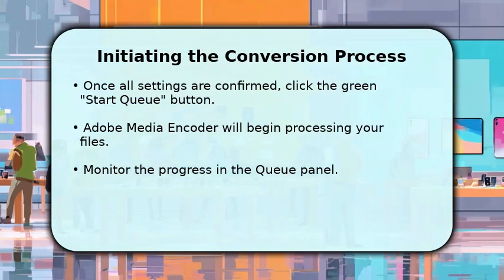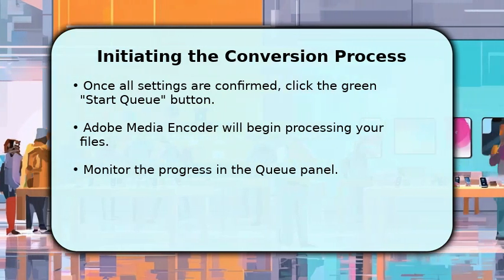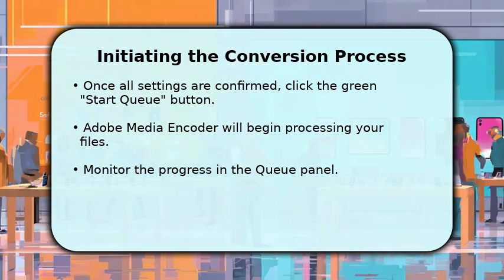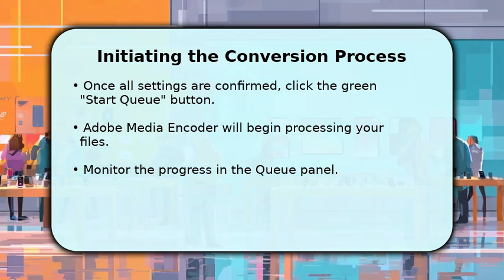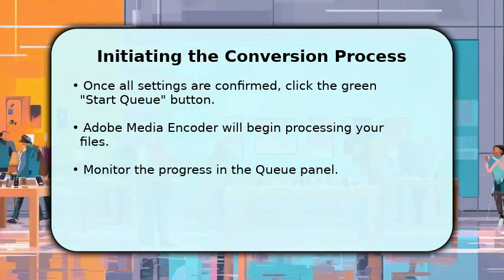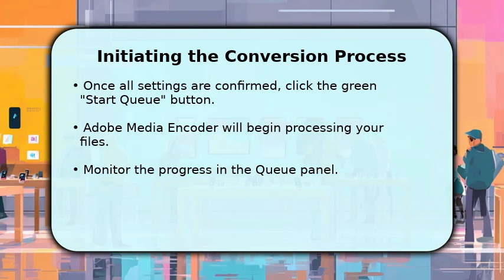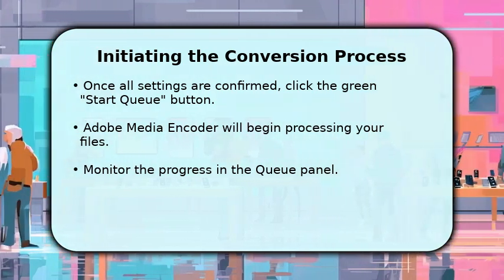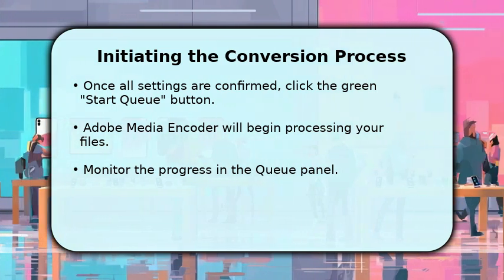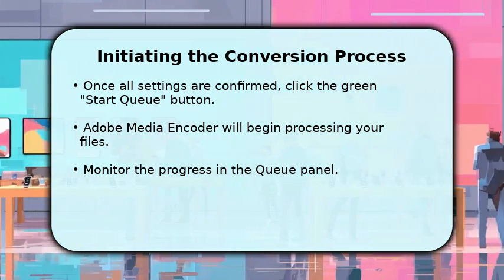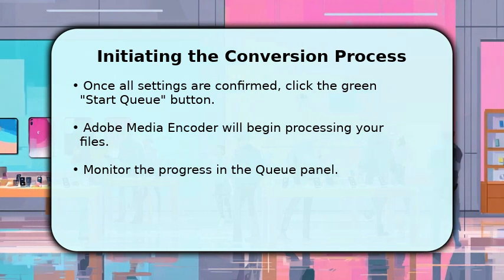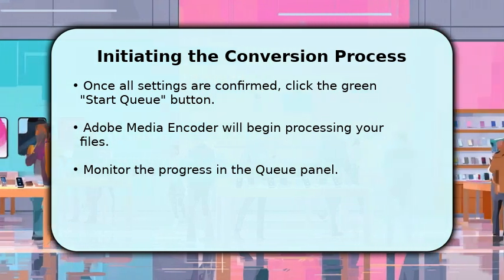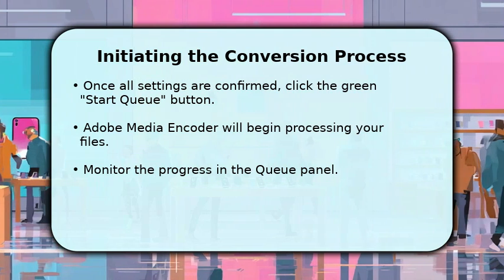With all your settings confirmed and ready, it's time to start the conversion. Simply click the prominent green Start Queue button, usually located at the top right of the Queue panel. Adobe Media Encoder will then begin processing your MOV files into the MP4 format. You can monitor the progress of each file directly within the queue. Once completed, your newly converted MP4 videos will be waiting for you in the output folder you specified earlier, ready for use.